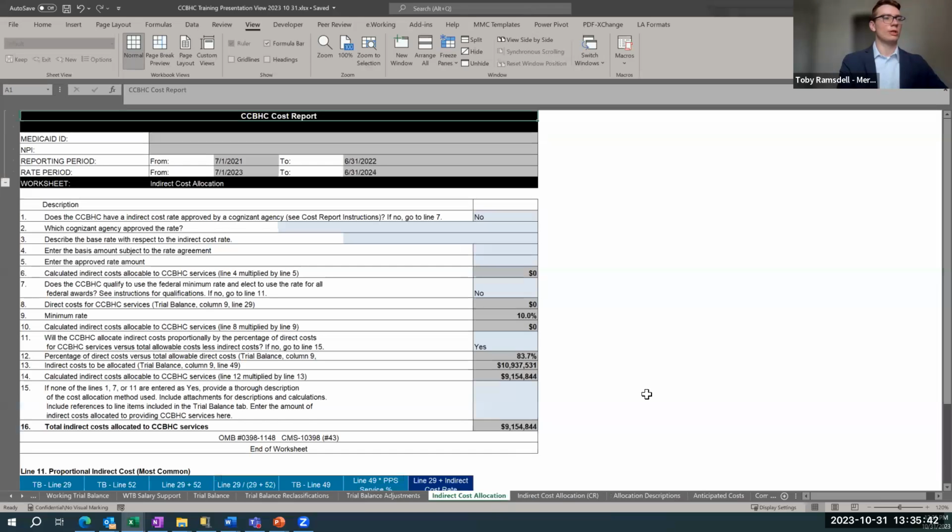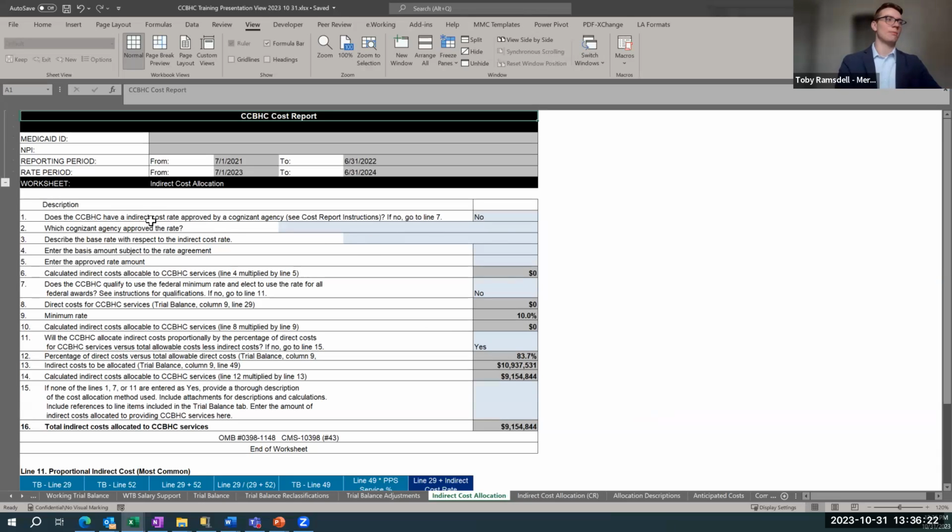All right, let's walk through an indirect cost allocation example. So now that we're done adjusting our costs and making the reclassifications needed, we need to come up with a way to allocate the indirect costs. So the totality of CCBHC direct costs go into the PPS rate, but only a portion of the indirect costs go into the PPS rate. This first example I'll show you is an example of using what we usually call the direct method of allocating indirect costs. So you can see there's a couple questions that you'll have to mark yes or no.